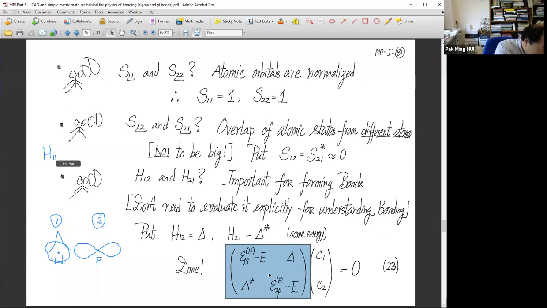It is very much like the business of the hydrogen atom alone. So I would say it is minus 13.6 eV, okay? And that's what I call epsilon 1s. Similarly, H22 is the fluorine business. I will call it epsilon 2p for fluorine. I think it is minus 18 eV or something, deeper by 5 eV, okay?